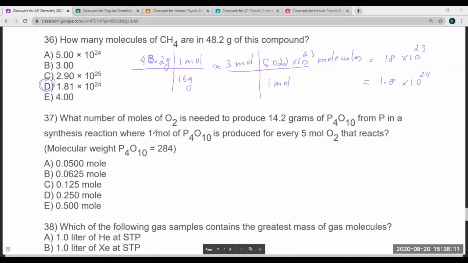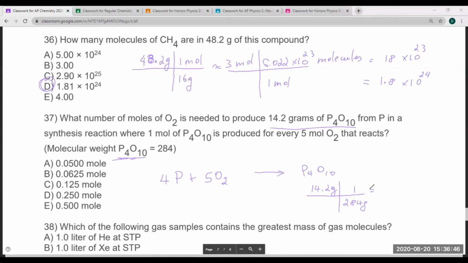Then, what number of moles of O2 is needed to produce this many grams? So you're producing the P4O10. To produce this, you need phosphorus and you need oxygen. So you need 4 moles of phosphorus and 5 moles of oxygen in order to balance the reaction. Now, you want to produce 14.2 grams of this. How many moles would that be? Well, 284 grams is 1 mole because they said so here.